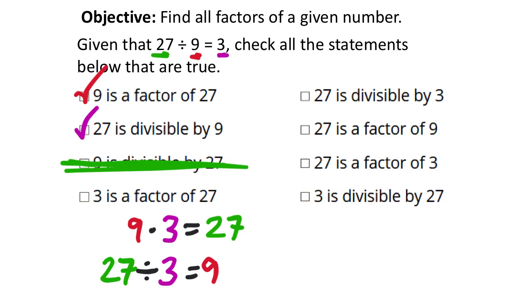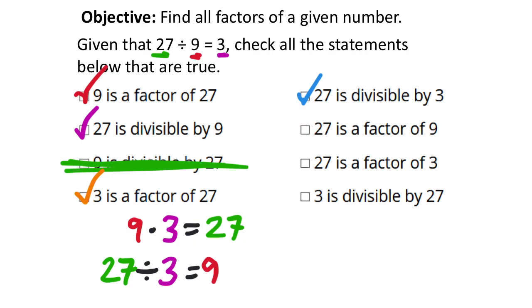Next statement, 3 is a factor of 27. That's exactly what the multiplication shows. 3 is one of the two factors of 27. So yep, this one gets a check mark. This next statement, 27 is divisible by 3. That's exactly what this statement shows. 27 can be divided by 3 to be some natural number. So yeah, that one gets a check mark as well.